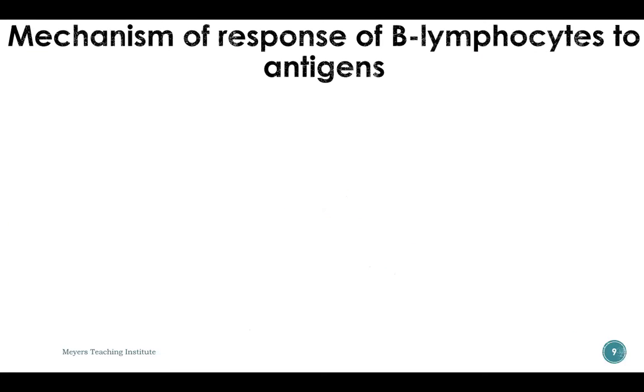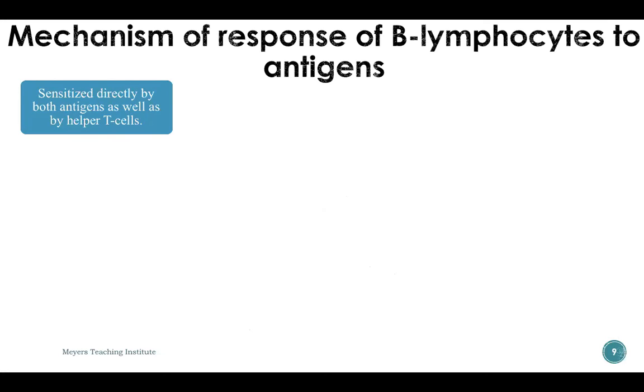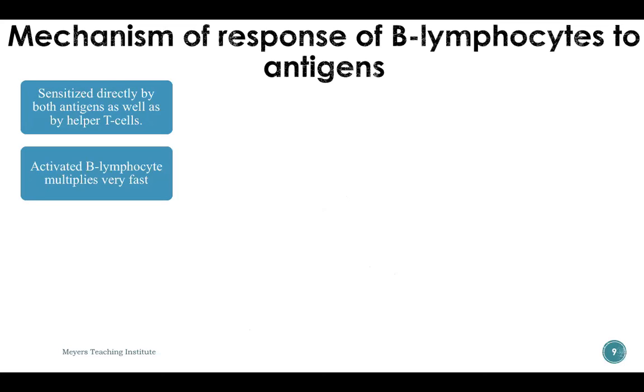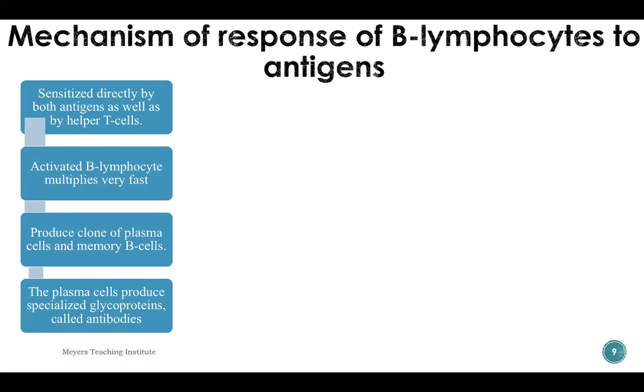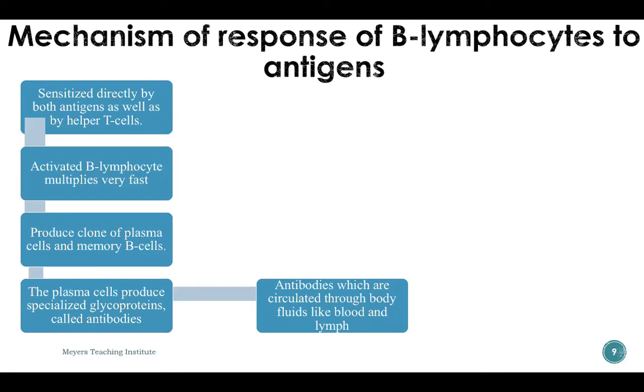However, the B lymphocytes' mechanism is slightly different. B lymphocytes are sensitized directly by both the antigen as well as the helper T cells. So you all already know that the helper T cells are one of the clones of the T lymphocytes. And this is where the relation between the T helper cells and B lymphocytes comes in. Now, the activated B lymphocytes multiply very fast and produce a clone of plasma cells and memory B cells. The plasma cells then produce specialized glycoproteins called antibodies, and these antibodies will be circulated throughout the body fluid like blood and lymph.